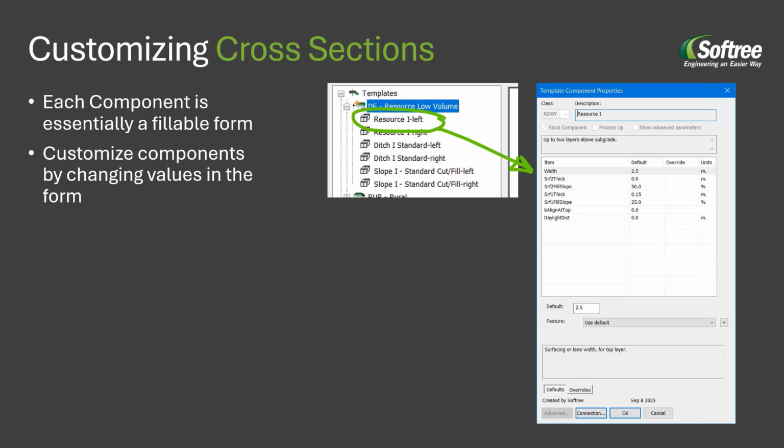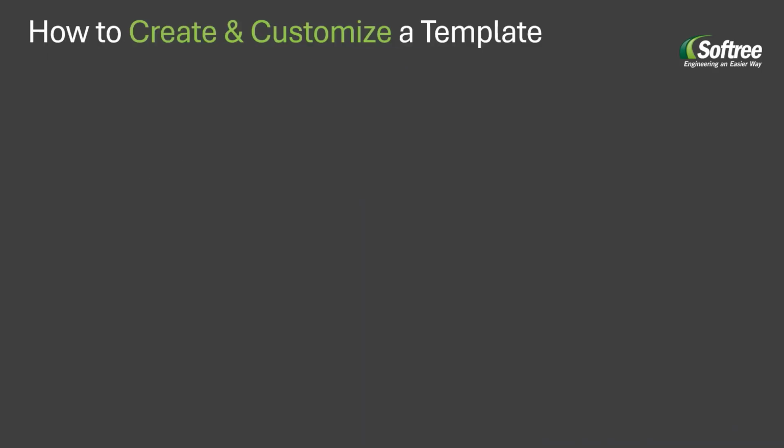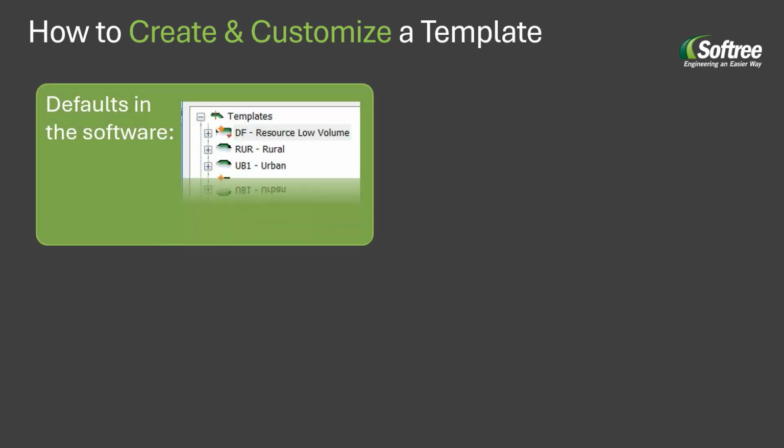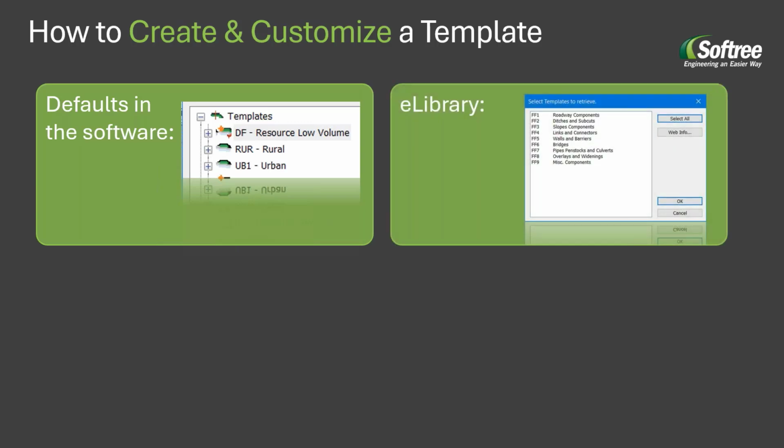There are lots of other ways you can customize cross-section templates. And again, I would encourage you to go check out one of our cross-section templates webinars. We are going to skim this one. But you can leverage those defaults in the software and update them with a fillable form essentially. So that's one way to create and customize a template.